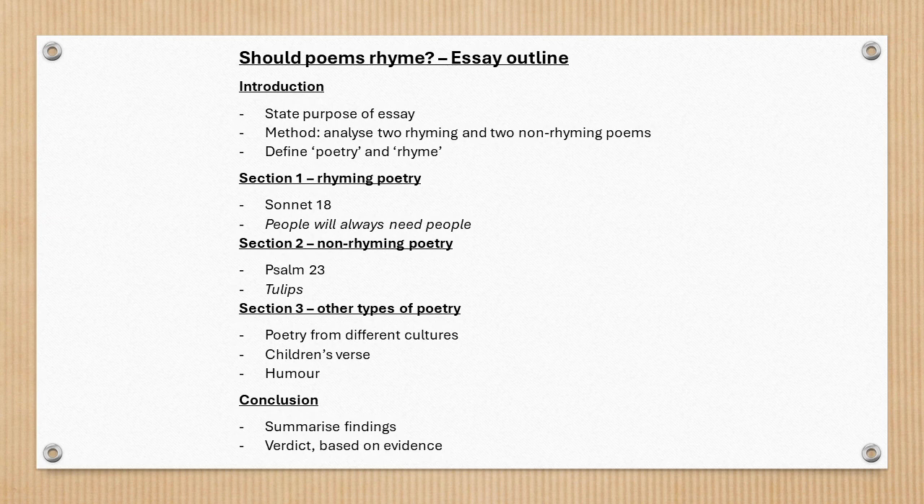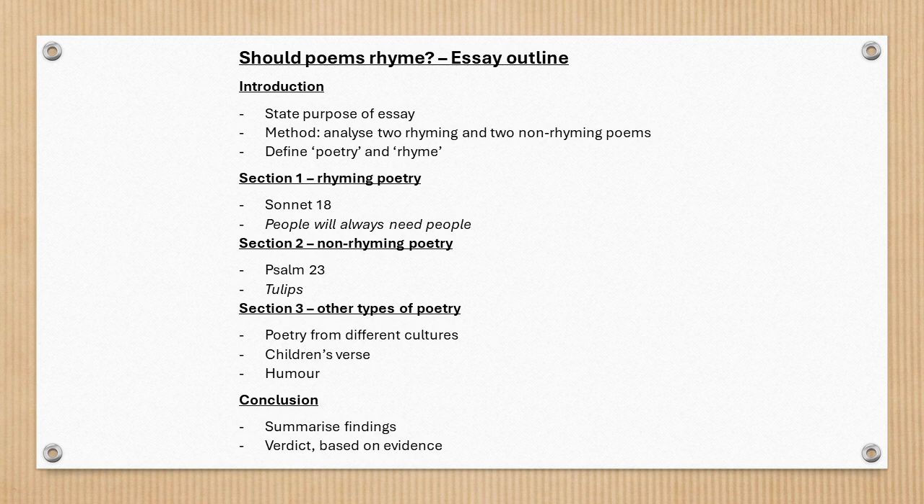The main body of the essay I'm going to divide into 3 sections. My first section is going to be about rhyming poetry. I'm going to look at 2 poems that rhyme, and for each poem I'm going to explore the advantages and disadvantages of rhyme in those poems. And then for section 2, I'm going to do the same, but for non-rhyming poetry. For each poem, I'm going to look at the advantages and disadvantages of the non-rhyming format.